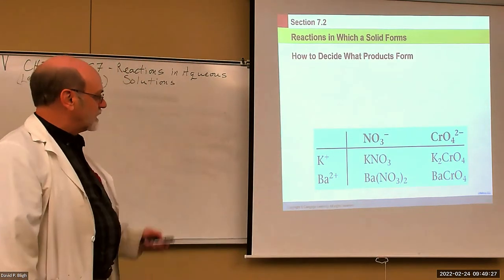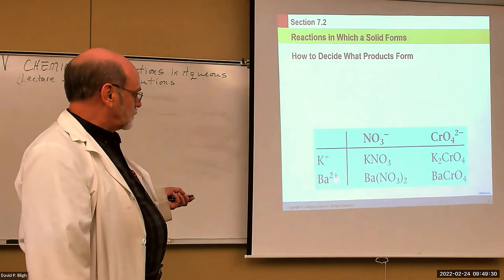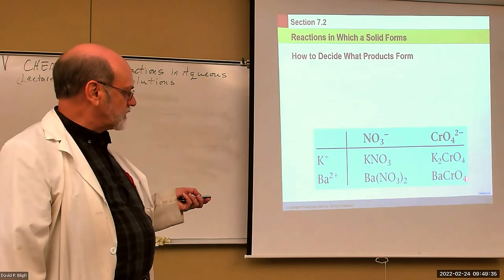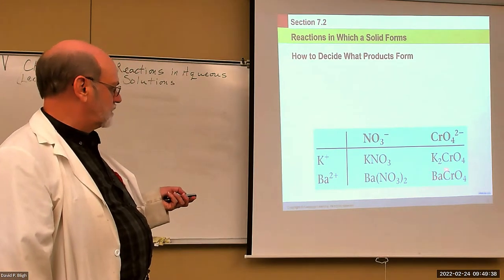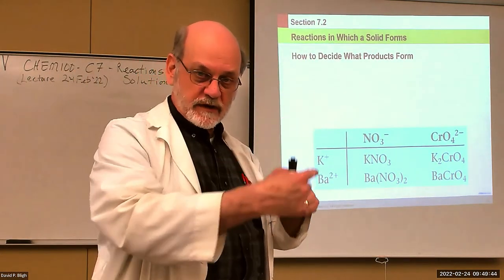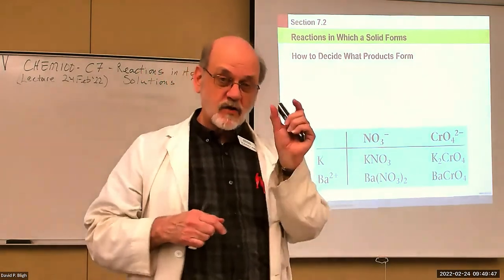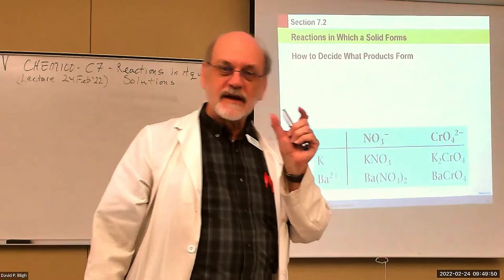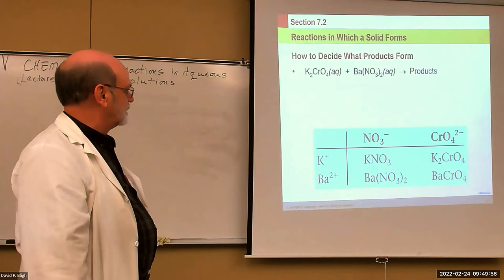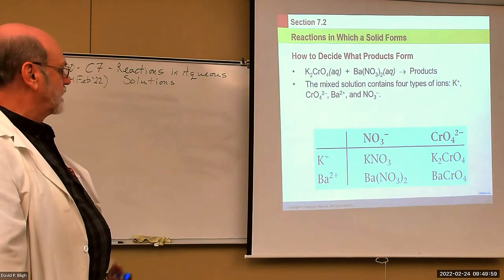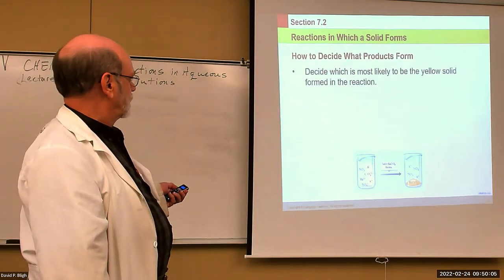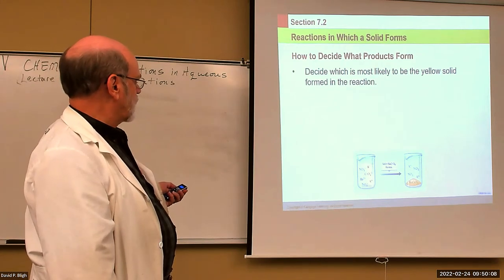They're spectators. But if we take the barium from the nitrate and combine it with the chromate, and it's going to give us this possibility, then we look in our chart, we look at the barium across the top and match it with chromate, and we find that it's grayed out. It's a gray box. That forms a solid. So this is solid. So what products do we get? Well, when we mix these ions together, we get a yellow solid.